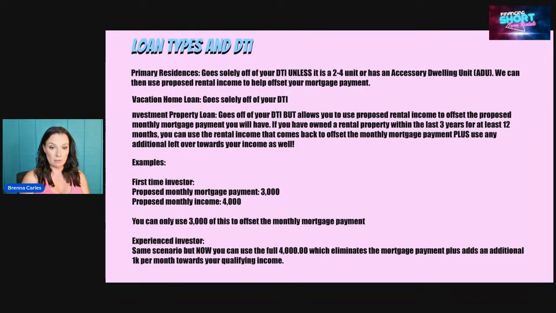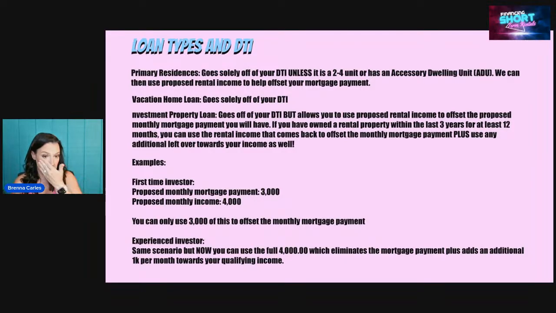Investment property loan, it goes off of your debt to income ratio, but also allows you to use proposed rental income to offset the proposed monthly mortgage payment you will have. If you have owned a rental property within the last 3 years, so this is a good note to know, and not many lenders will tell you this because they may not know. If you have owned a rental property within the last 3 years for at least 12 months, you can use the rental income that comes back to offset the monthly mortgage payment plus any additional leftover income towards your income as well. So let's give you 2 examples.